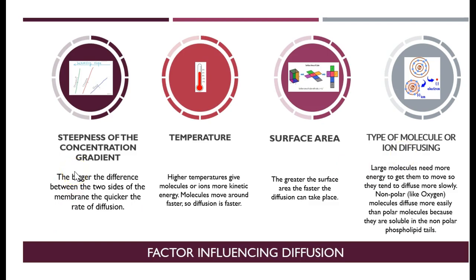For the steepness of the concentration gradient, the bigger the difference between the two sides of the membrane, the quicker the rate of diffusion. High temperature will give the molecules more kinetic energy. Thus, the molecules will move around faster and indirectly make diffusion faster.